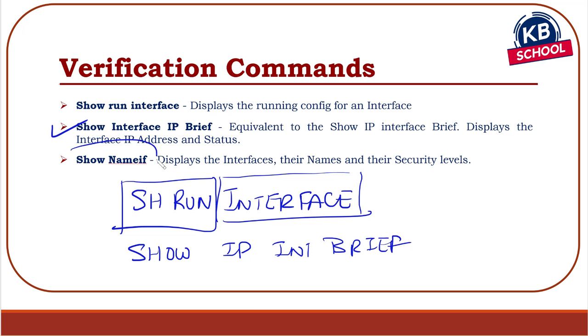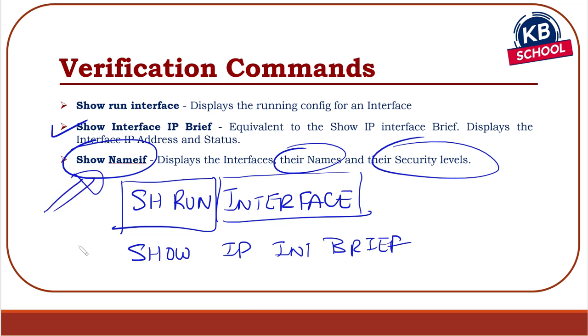Then you have the show nameif command. This will show you the name of the interfaces and their respective security level. So if you want to find out what security level is assigned to what interface, show interface IP brief will not show it to you. Show run would, because it's in the running config. The other more concise command is show nameif for finding out the name of the interfaces and their corresponding security levels. These are the verification commands.